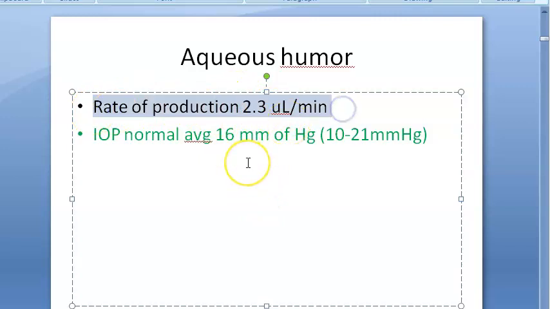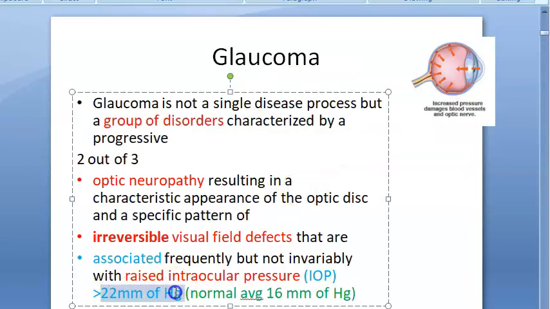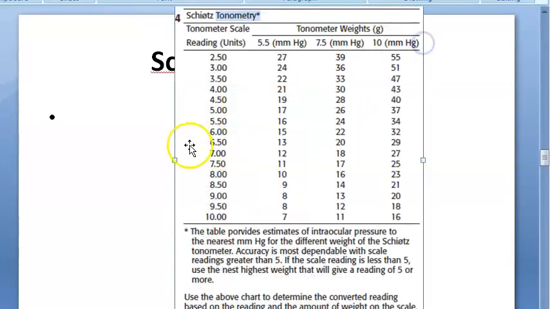The rate of aqueous production is 2.3 microliter per minute. You have to remember this. The average IOP is around 16, okay? 10 to 21. Above 22, they are calling it raised intraocular pressure. So people, what do you think the reading will be if it is normal?